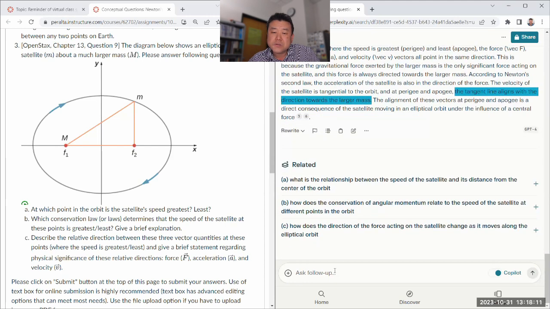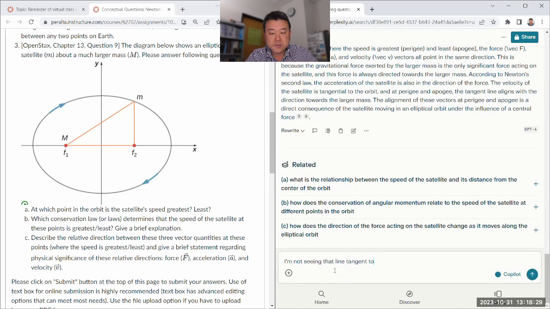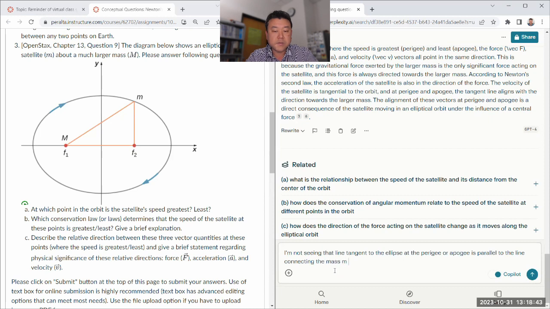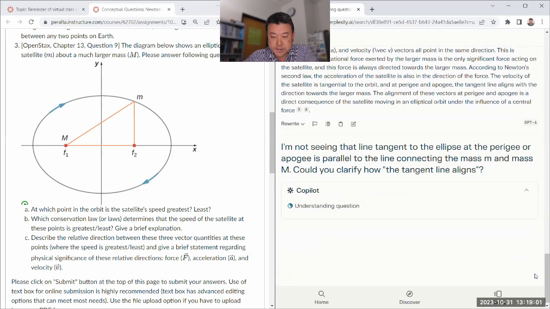So let me try asking this question. I don't want to give it the answer because I've seen that GPT is way too agreeable. When you challenge it, it just immediately agrees with you. I don't want that. I'm saying that the line tangent to the ellipse at the perigee or apogee is parallel to the line connecting the mass little m and big M. Could you clarify how the tangent line aligns? Let's see if it digs the hole further or it corrects itself.